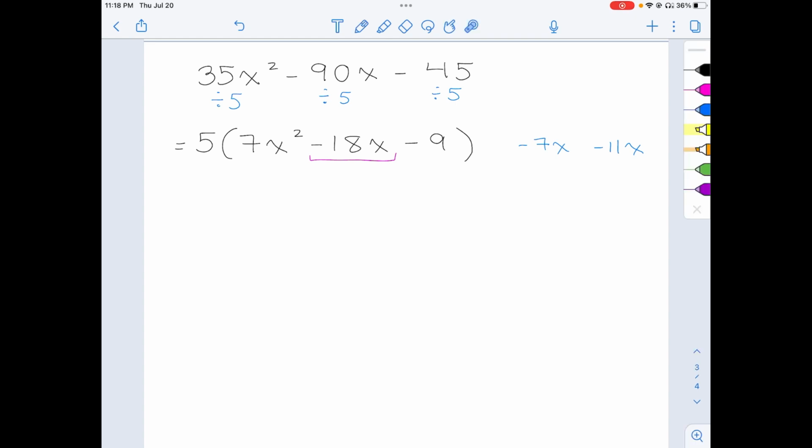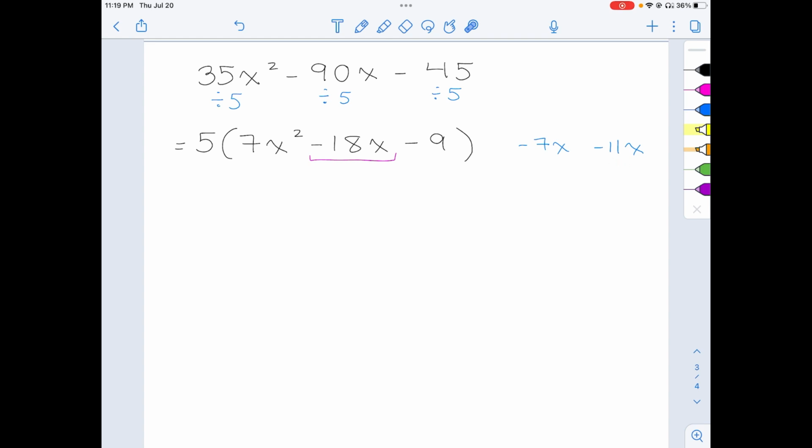However, in this case, the negative 7x would work here with the first term, but negative 11x and negative 9 do not have anything in common. Okay, so you have to think of another way you can rewrite this term. And when I'm saying decomposition, to me it means let's split it. But when you think of splitting, you might think you have to break it down into two smaller numbers.